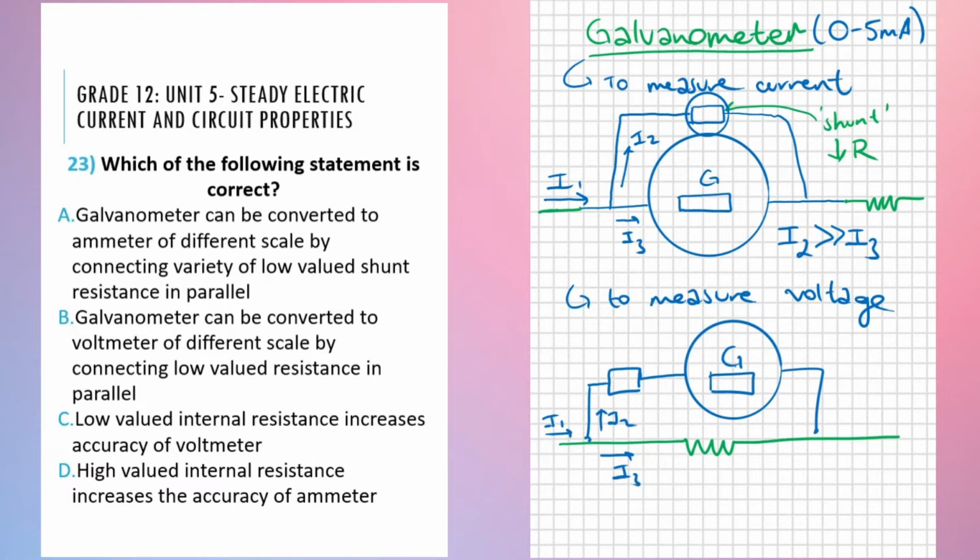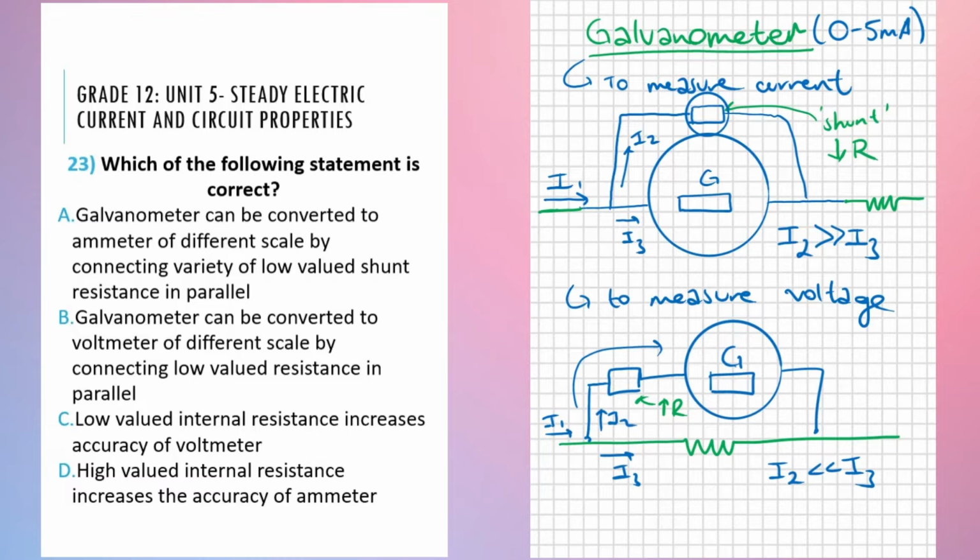Again, you want most of the current to flow through I3. You want very little current to flow through the galvanometer. So I2 in this case should be much less than I3. In order to ensure that, you use a resistor with a high resistance. Due to this high resistance, current will not flow through the galvanometer, but rather will flow through the resistor.